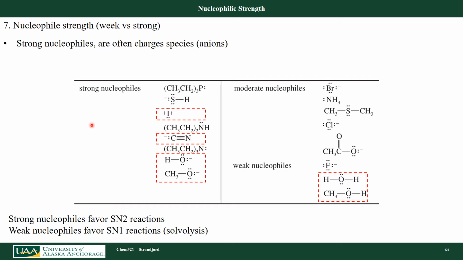Nucleophile strength. We've talked about strength a little bit in a previous video. Some of the most common ones are iodide, cyanide, or my hydroxide or my alkoxides here. Those are strong. My weak ones are my solvents. So strong nucleophiles favor SN2, where weak nucleophiles favor SN1 or solvolysis reactions.